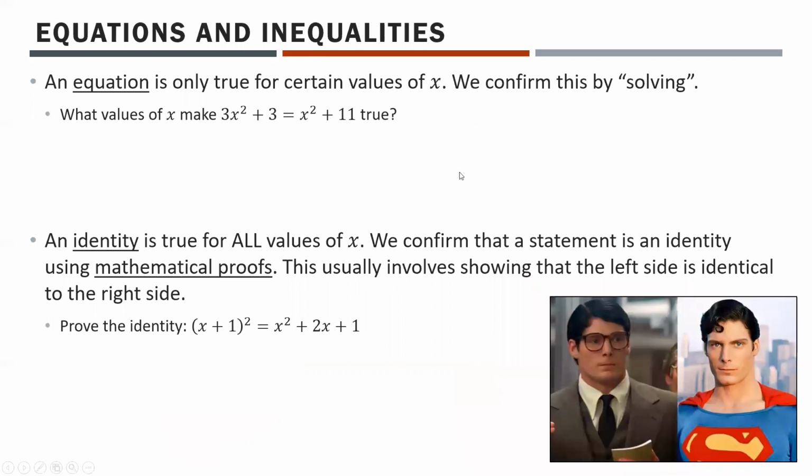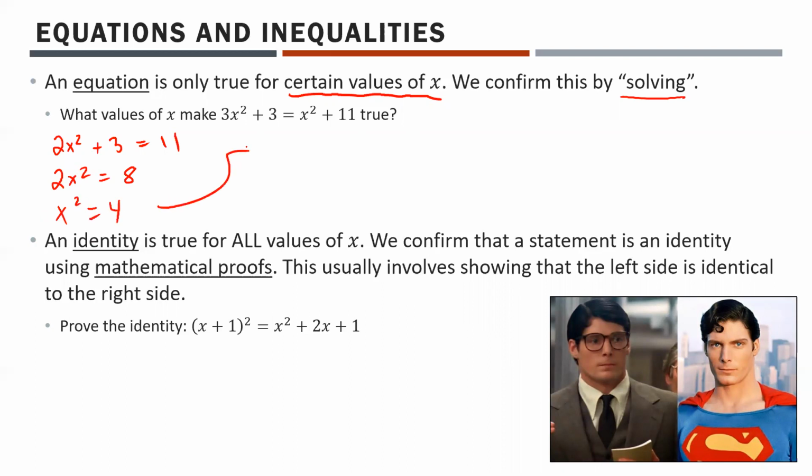So an equation is only true for certain values of x. It could be one value, it could be two values, three values, who knows, but it's not true for every value of x. And we can confirm that it's an equation simply by solving it. Solving it, of course, usually has meant get the x all by itself and figure out what it could be equal to. So to do this, what values of x make this equation true? Again, like I said, we want to get x all by itself. So how about we move this x squared to the left-hand side? That would make it 2x squared plus 3 equals 11. And then we can minus 3 on both sides to get 2x squared equals 8. Then divide by 2, and we have x squared equals 4.